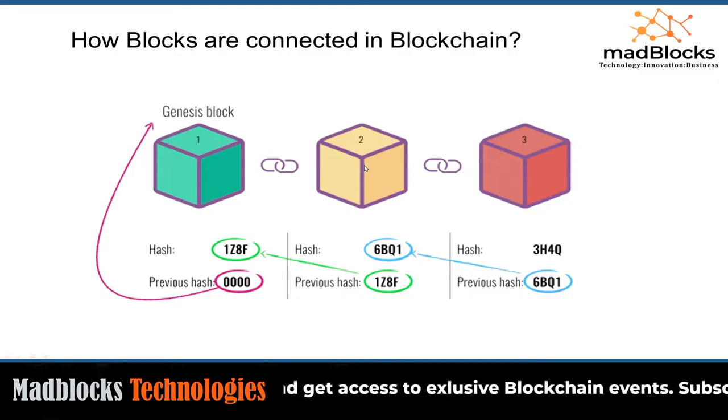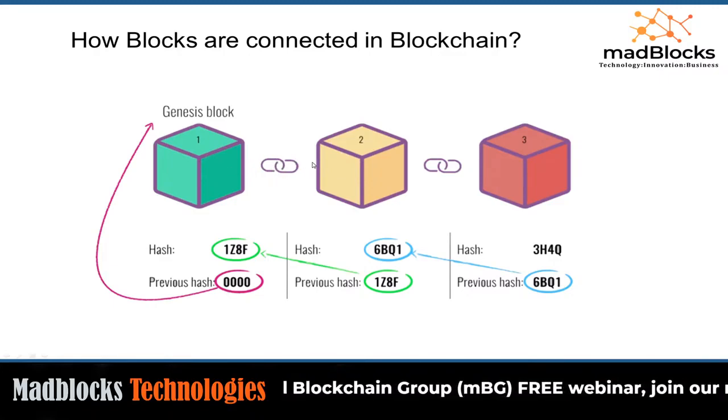After that there is a second block. The second block is also holding its own hash. The hash is generated based on the data. We cannot say only this is a hash; it is based on the data. In the previous slide I showed you, "madBlocks is rocking" gives you one hash code. Here also, every block generates one hash based on its information. But in the previous hash, we have to link with the previous block's hash. What is the previous block hash for block 2? It is 1Z8F. That is represented in the previous hash of the current block. Thereby you form a chain between block 1 and block 2.